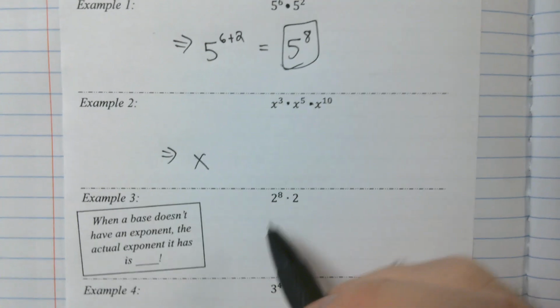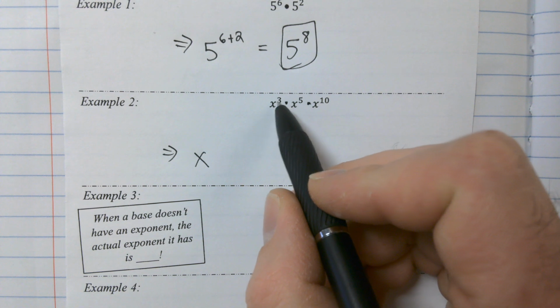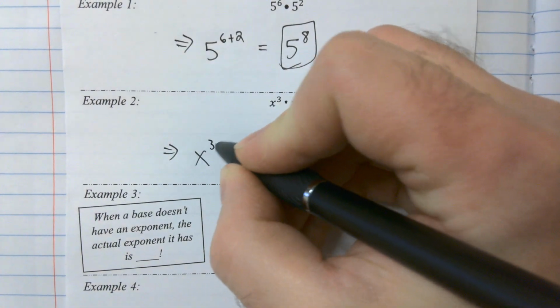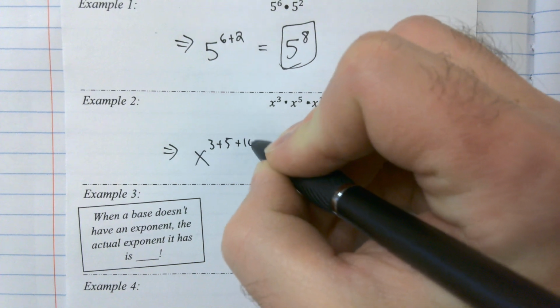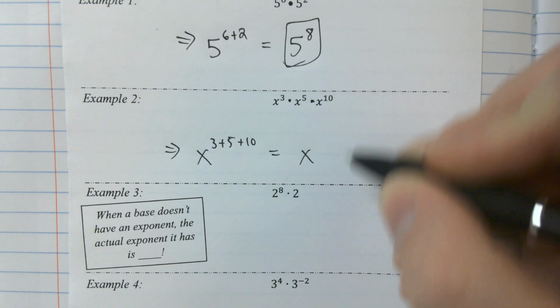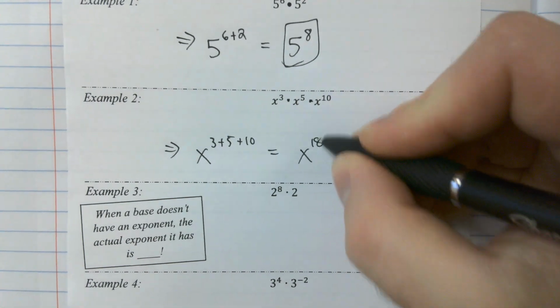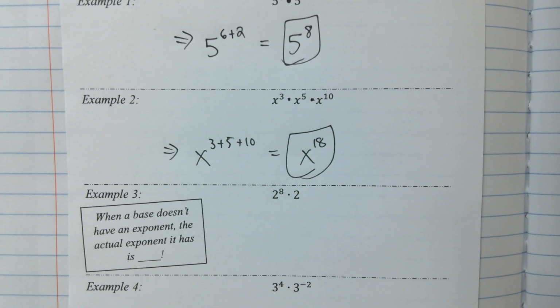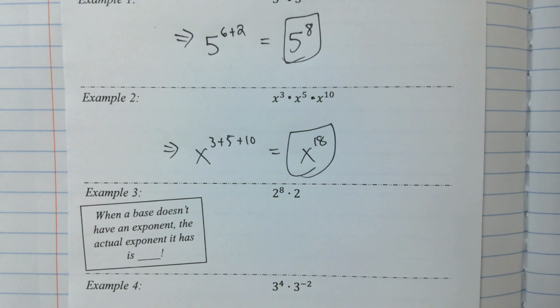But the product rule says that we can take each of these exponents and add them together. 3 plus 5 plus 10, which gives me, great job, 18. x to the power of 18.